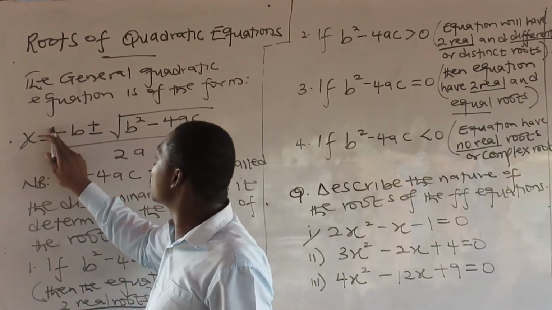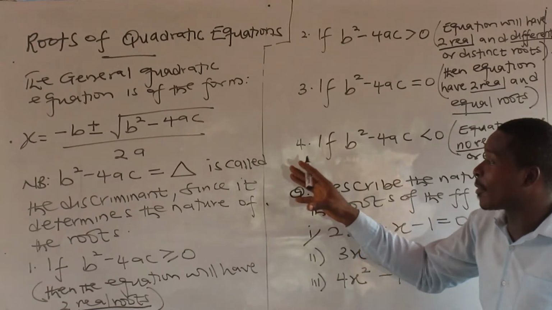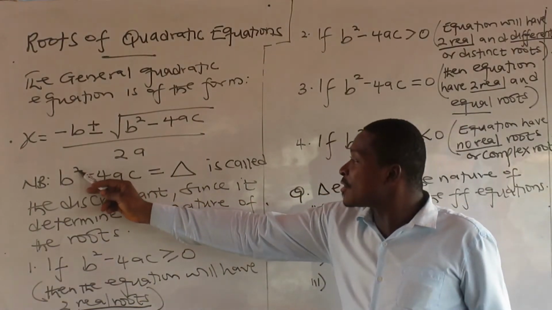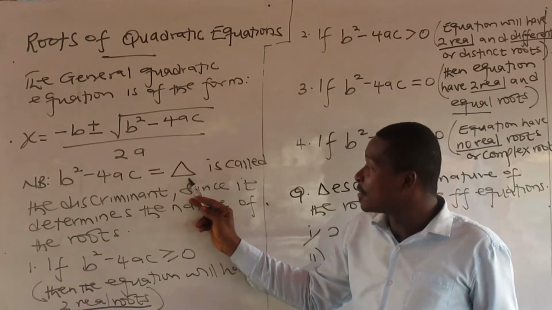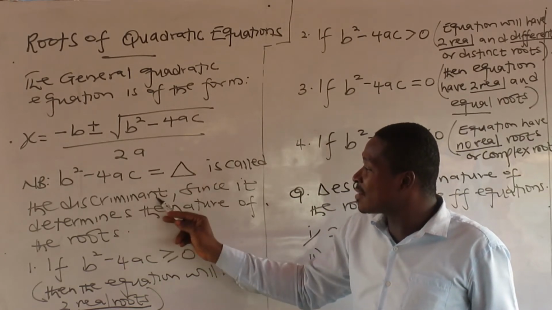Okay, x equals what you see. Good, so that's the formula. Now b squared minus 4ac equals delta. This is a symbol. It is called a discriminant.